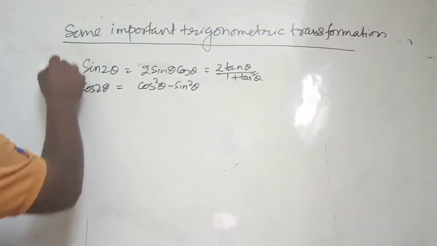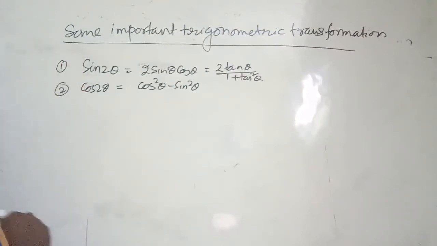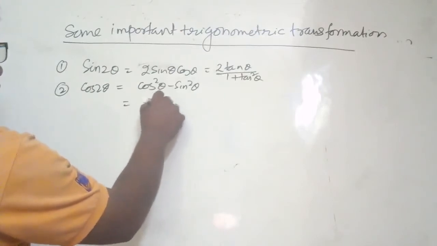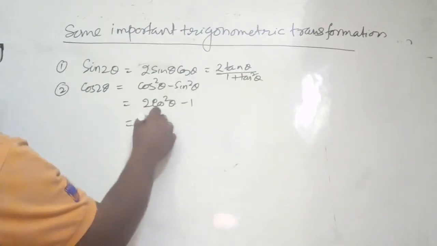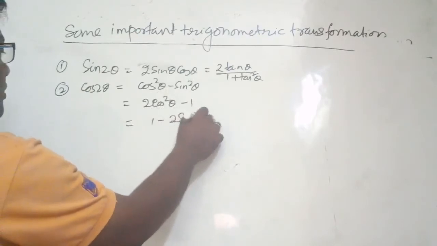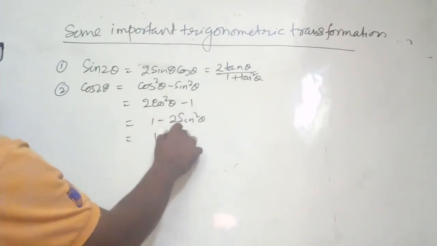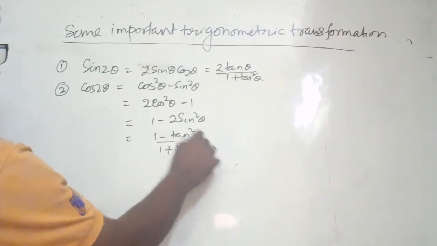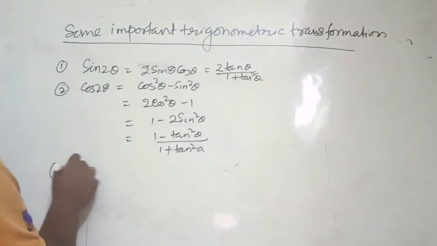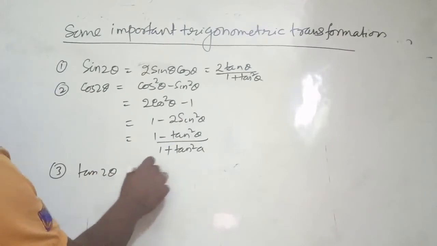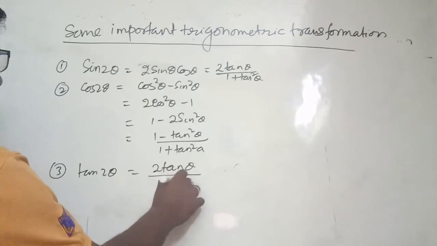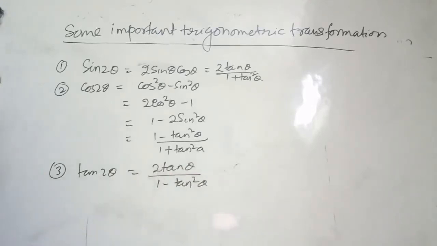This is highly essential formula, and this is equal to what? 2 cos square theta minus 1, and also 1 minus 2 sin square theta, and this is equal to 1 minus tan square theta by 1 plus tan square theta. And what is tan 2 theta? Tan 2 theta equal to 2 tan theta divided by 1 minus tan square theta. Okay. Some other formulas.